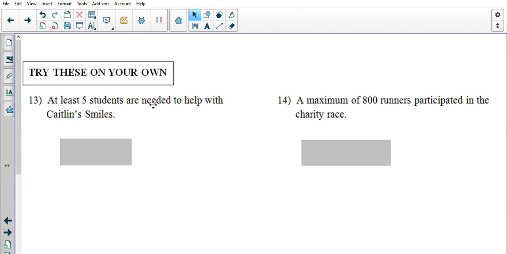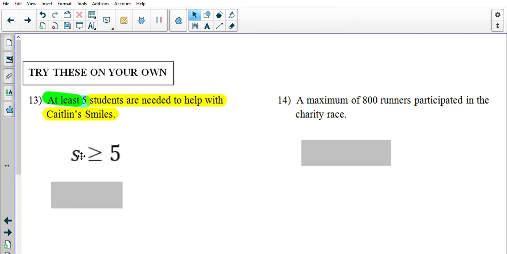Hopefully pretty well. So number 13, at least 5 students are needed to help with Caitlin's smiles. So we're looking at the number of students who are needed to help with Caitlin's smiles. And our inequality comes from the phrase at least. And of course, we have the number 5 here. At least is greater than or equal to. So we want our number of students to be greater than or equal to 5.